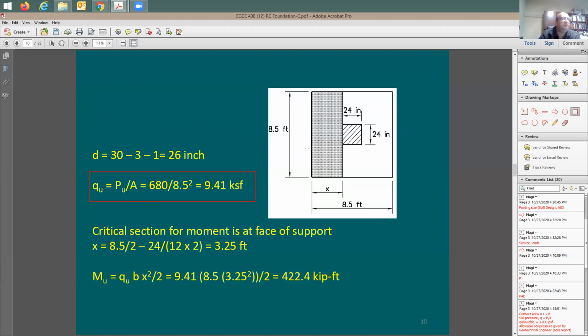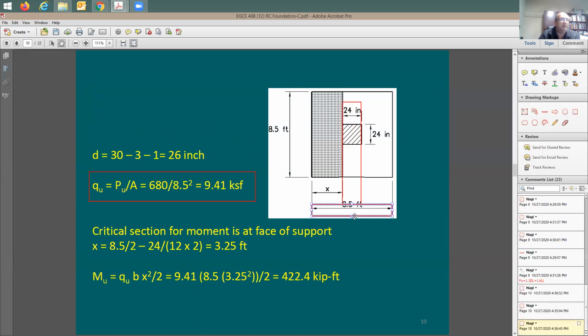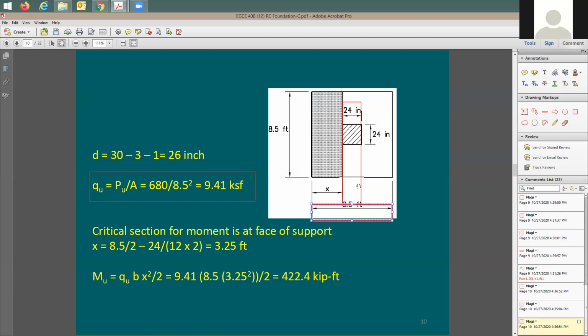Now, how does this footing look in the elevation? In elevation, it looks like this. Here's the footing, and where's the column? Here's the column. Everybody follow me here? The column is 24 by 24, and here's the footing. Yes or no? Are we clear? Yep.